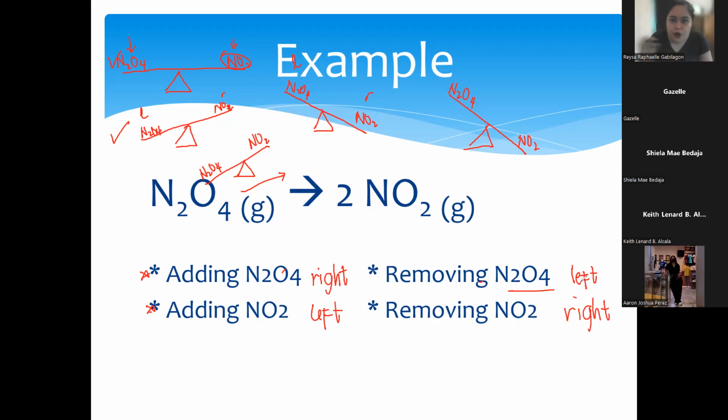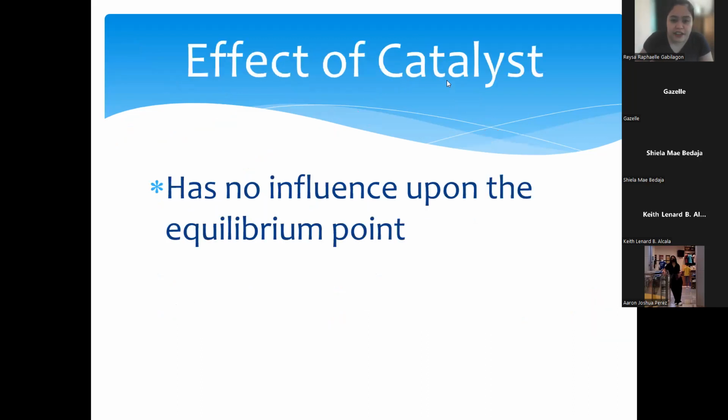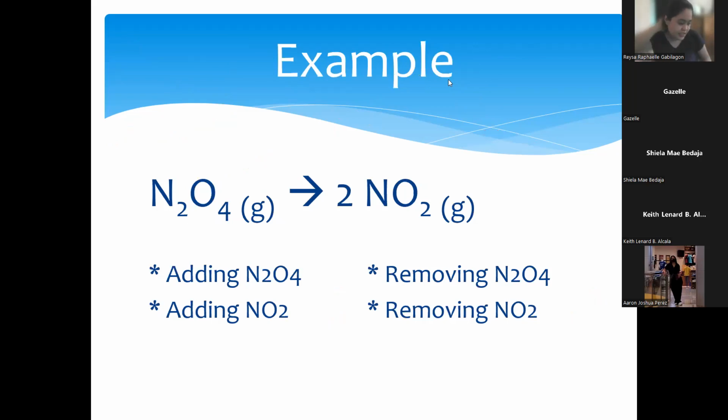That's how you determine the shift in the reaction if there is a change in concentration. Okay? Oh, for me, that's the easiest way. I don't know if ano siya class. That is still the easiest way for you. Let's have another example. Yung kayo naman.